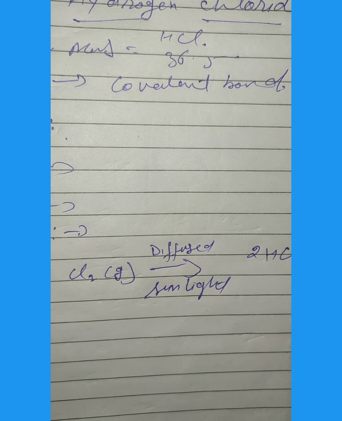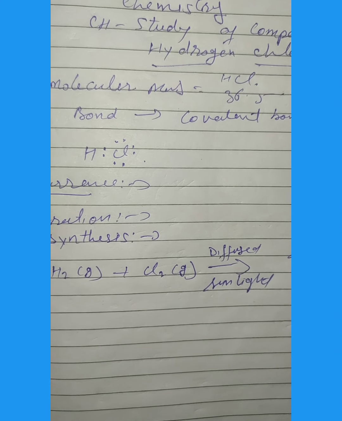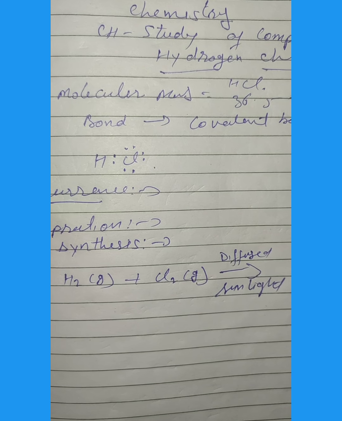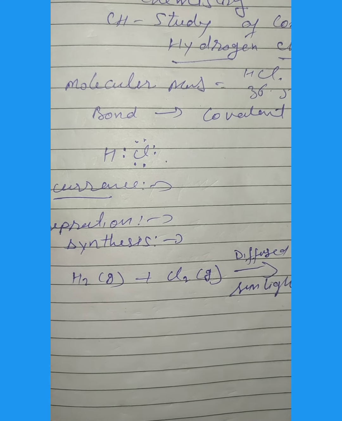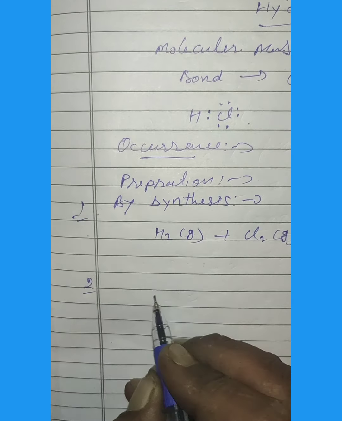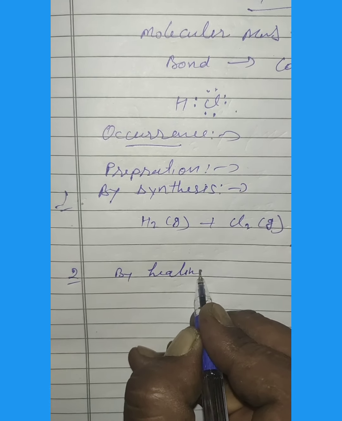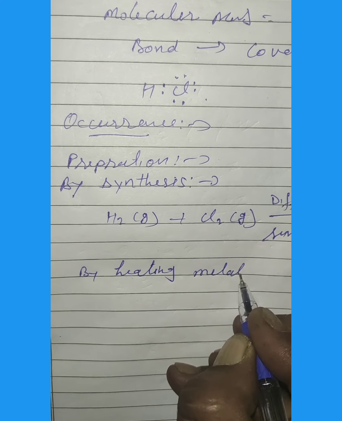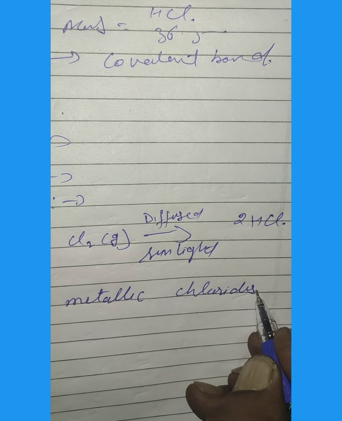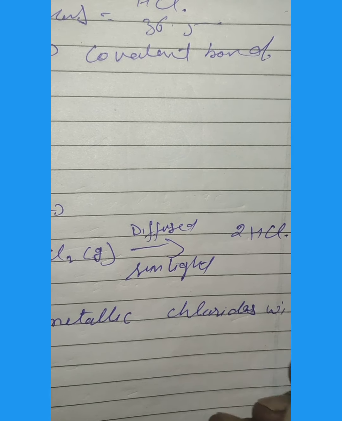The reaction is explosive in direct sunlight, but it is negligible in the dark. However, in the presence of catalysts such as activated carbon, the reaction takes place even in the dark. Number 2, by heating metallic chlorides with concentrated sulfuric acid.